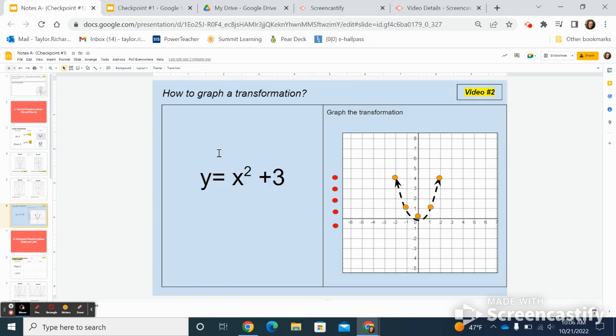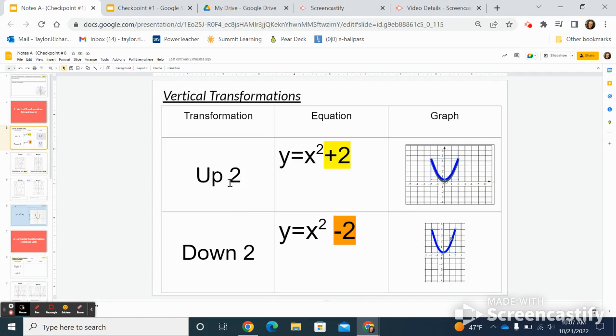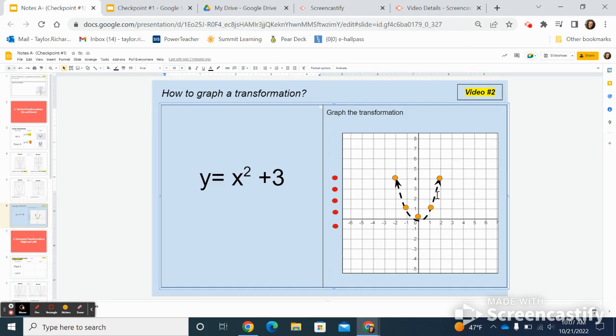Okay, this is video 2 of our notes. So in video 1, I showed you how to make an equation based off of a graph. We are still on vertical transformations, which is up and down, but now I'm giving you an equation and I want you to graph how it will be transformed.